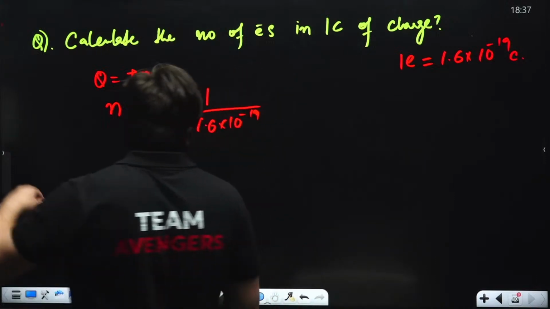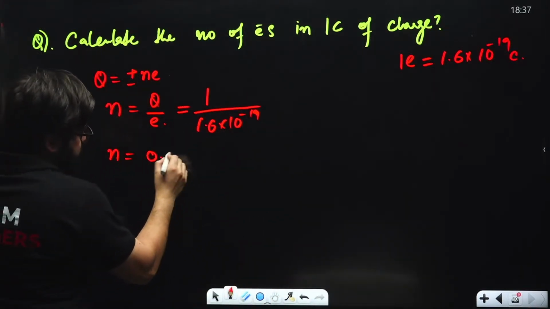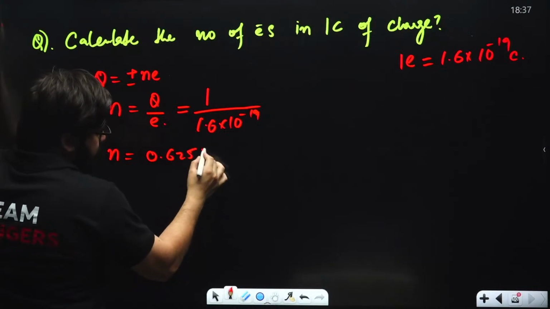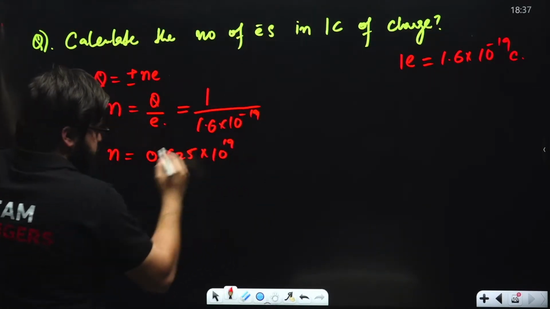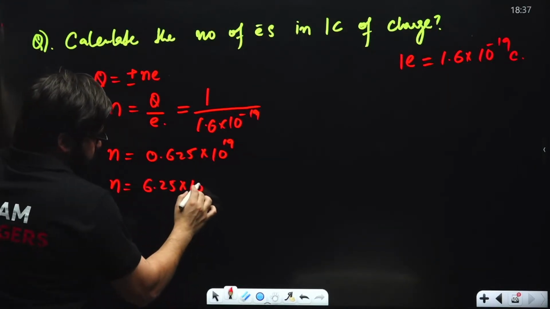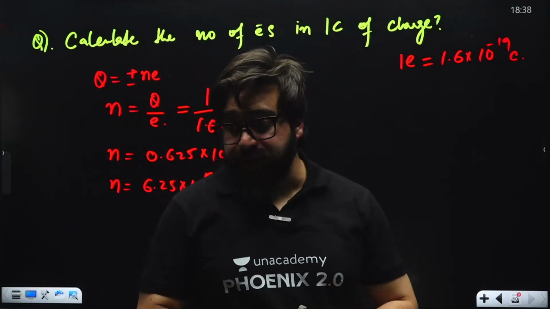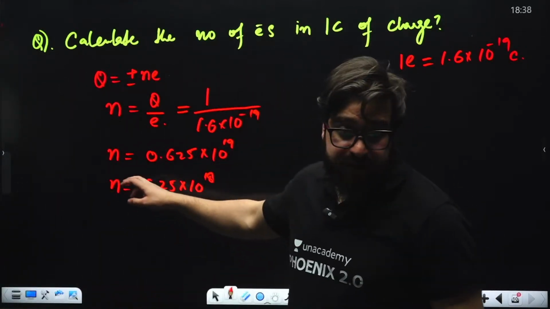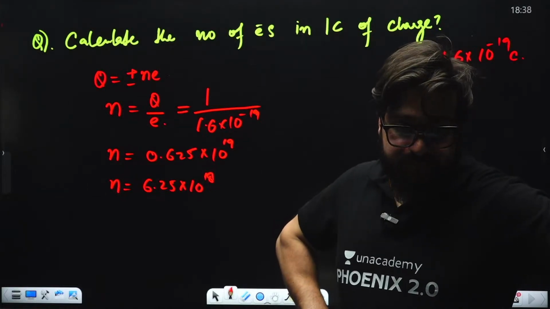Okay. So I can say this n will be 1 divided by 1.6 is 0.625 into 10 raised power. If you take it in the numerator, it will be 10 raised power plus 19. So n is equal to 6.25 into 10 raised power 18. So these many electrons are present in 1 coulomb of charge.